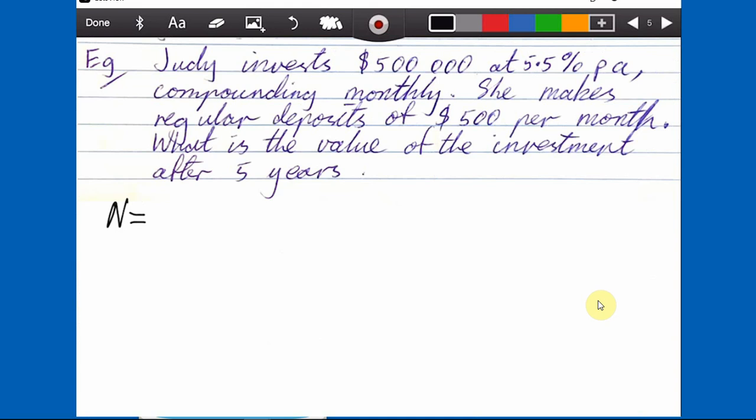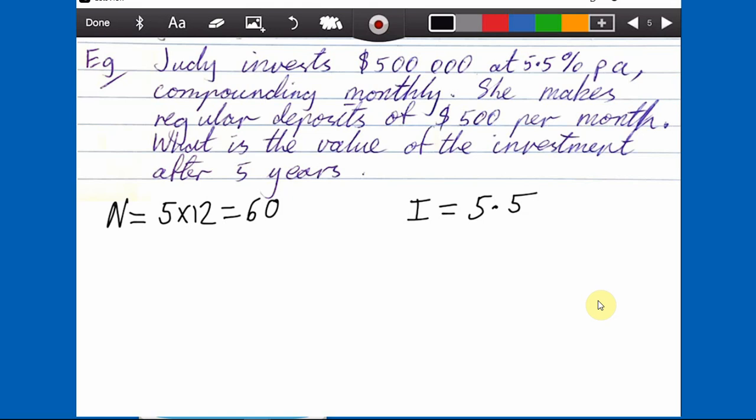N, that's our number of payments. Now, in this case, we've got 5 years, and because we're talking about monthly, these things are monthly, 5 times 12. So over 5 years, there are 60 payment periods that we're looking at. Interest rate: we don't have to worry about changing it. The financial solver's programmed to do that for us. We just put in the yearly interest rate, so 5.5.